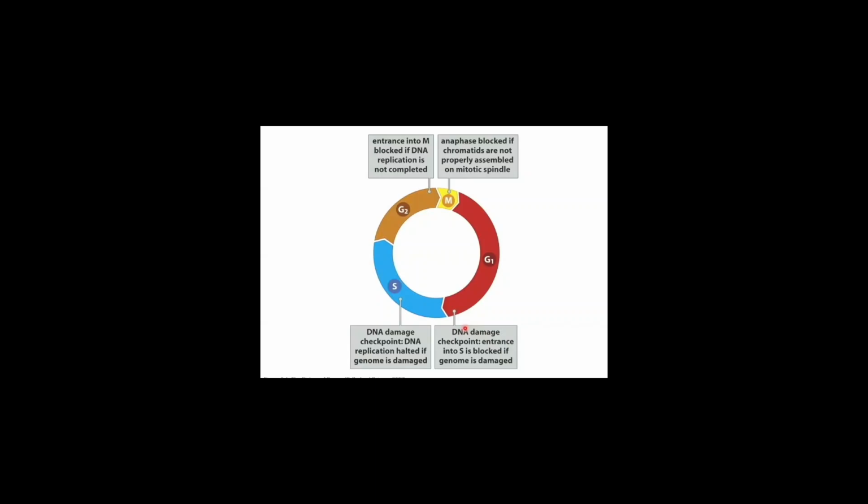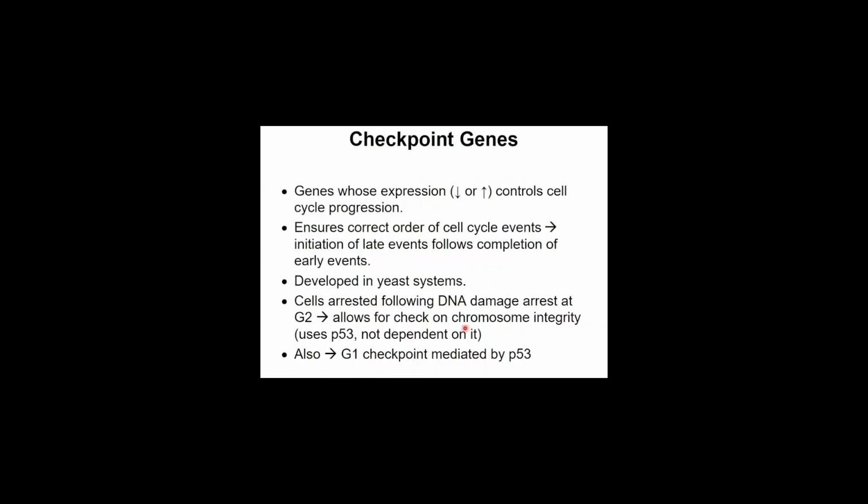There is that important checkpoint I just mentioned at G2, where there's a block to prevent replication of the cell. And then finally, there's one in M phase, anaphase actually, if the chromatids are not properly assembled on mitotic spindles. So every single phase of the cell cycle has a checkpoint. G0 phase, which is out of the cell cycle, doesn't.